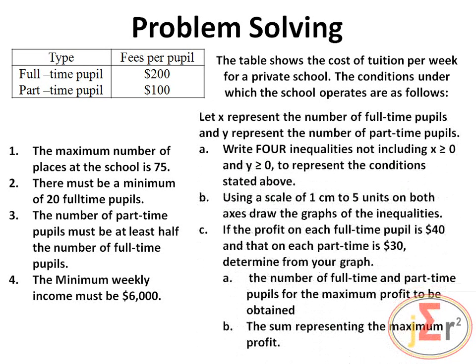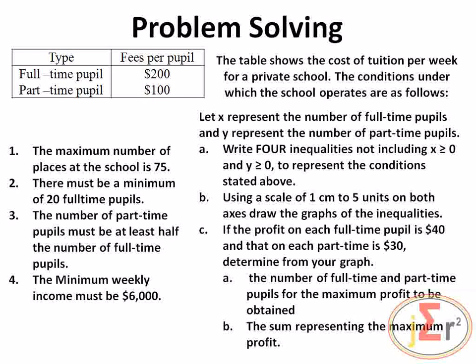Let X represent the number of full-time pupils and Y represent the number of part-time pupils. Write 4 inequalities, not including X is greater than or equal to 0 and Y is greater than or equal to 0, to represent the conditions stated above. Of course, we know that these are the trivial inequalities because in linear programming problems in general, we make use of tangibles that don't generally have negative values.